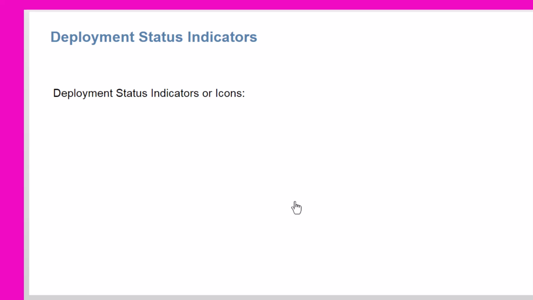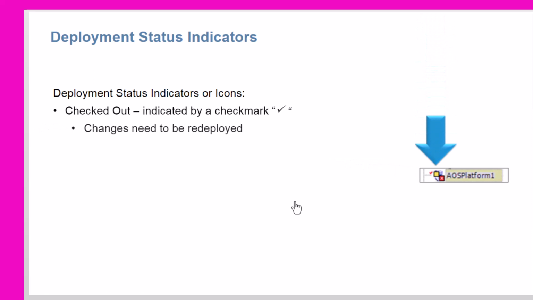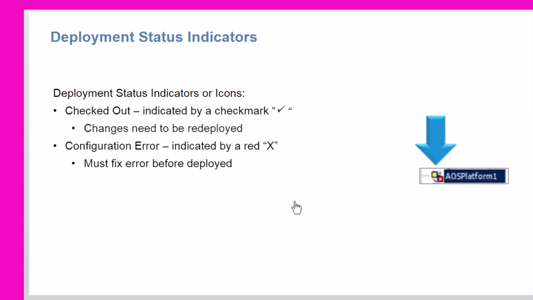Let's review a few deployment status indicators or icons that relate directly to deployment, especially when planning your deployment. Checked out, as indicated by the check mark. This appears when an instance is checked out of the Galaxy Repository. Changes can be made to the object in the Galaxy Repository and then redeployed. Configuration error, as indicated by an X. This means a configuration problem.